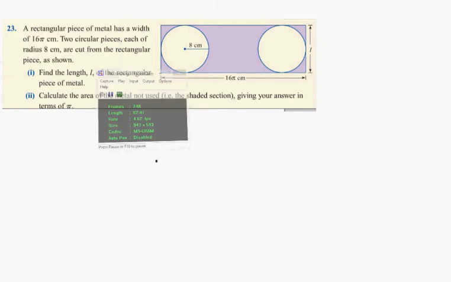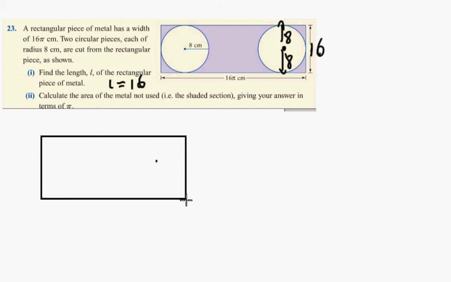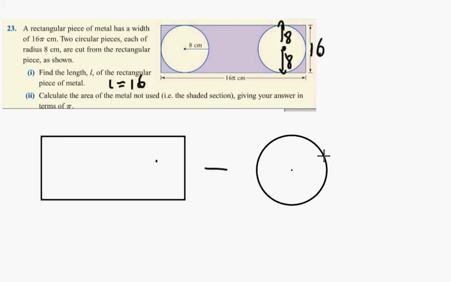So guys, the radius of the circle is 8, therefore 2 times the radius is 16, okay, so the length is 16. Calculate the area of the metal not used, the shaded section, and give your answer in terms of pi. All we've got to do here is the following. We're going to have a rectangle, and from the rectangle we're going to take away 2 circles of the same size.